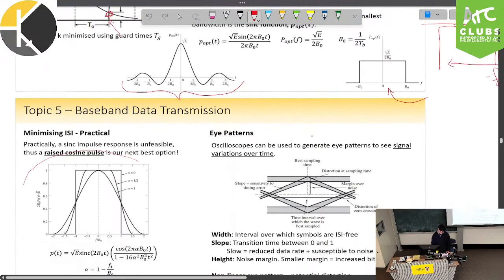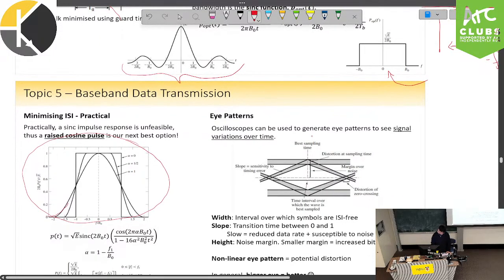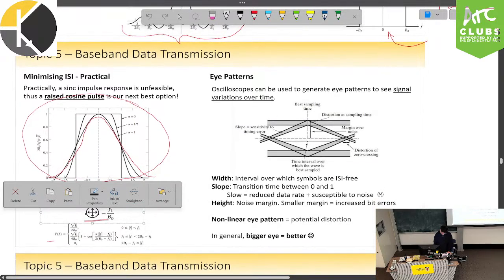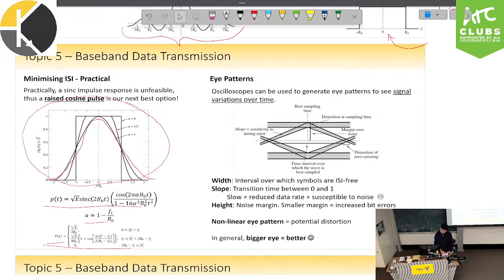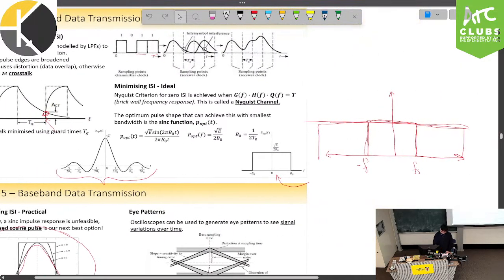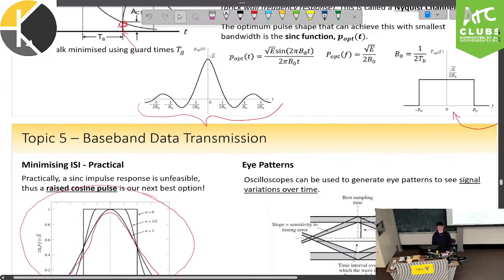In the optimal case, we would opt for a raised cosine pulse, which looks something like this, denoted by these functions. Essentially, this is the shape of the pulse that will give us the frequency response that looks closest to a brick wall. So it's our second best option after the sinc, because we can't actually use the sinc function.